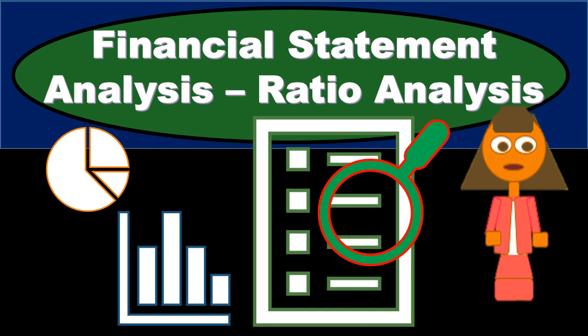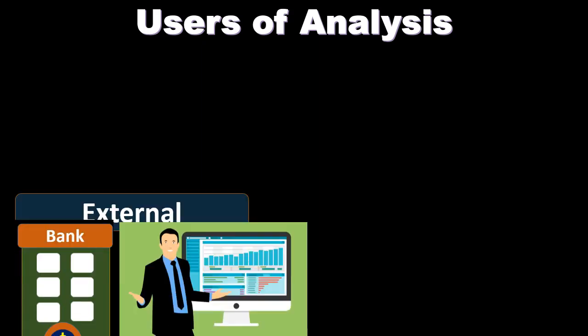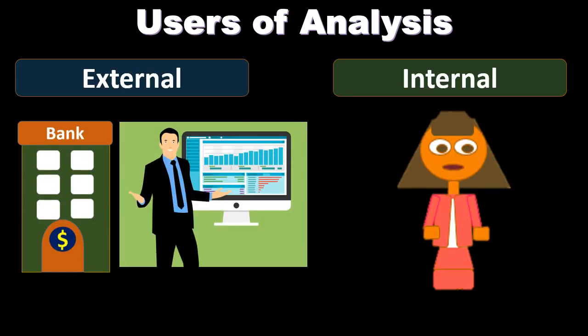In this presentation, we will discuss the purpose of financial analysis, including the users of financial analysis, the common categories of financial analysis in terms of what the goals of that analysis are, and common ratios that are used to achieve those goals. Users of financial analysis include both external and internal users. So both people outside of the company will use analysis, as well as management within the company.